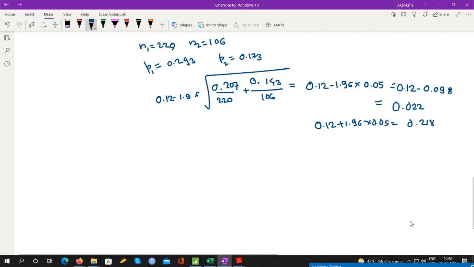So the confidence interval is 0.022 to 0.218, and somewhere here we have 0. So we are marginally to the right of 0. So we can conclude that the proportion of smokers in the first group is higher than the proportion of smokers in the second group.